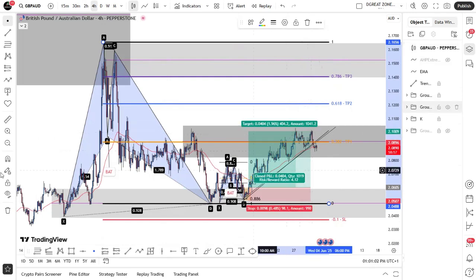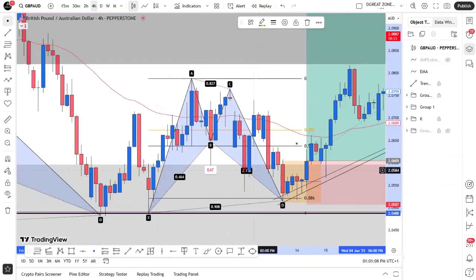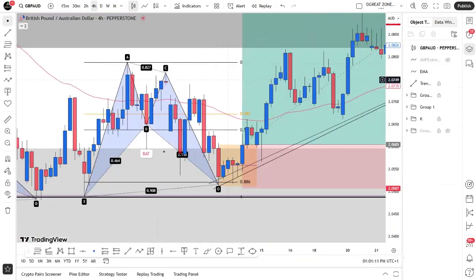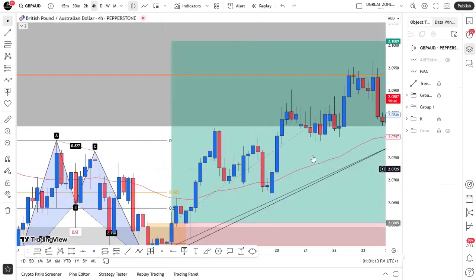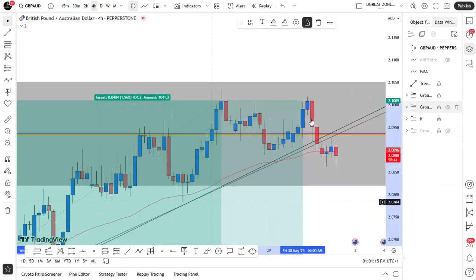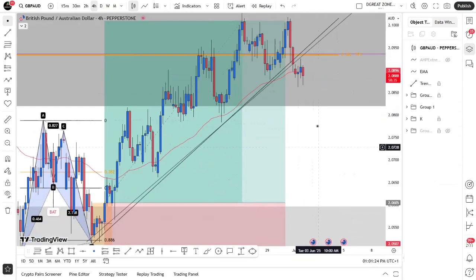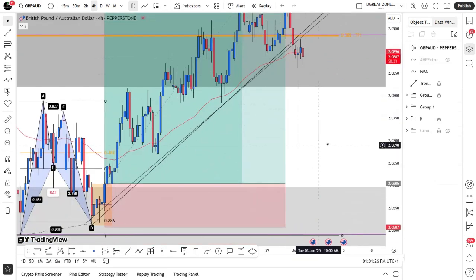But this scaling trade on the lower time frame, we were able to achieve the full target at 0.886, 0.786. So full target on the scaling trade, but partial target on the swing trade, because we're already seeing that price is trading below the 50-day moving average, showing some signs of what? Bearish pressure. Price might push back again to this key level. So let's see what happens.